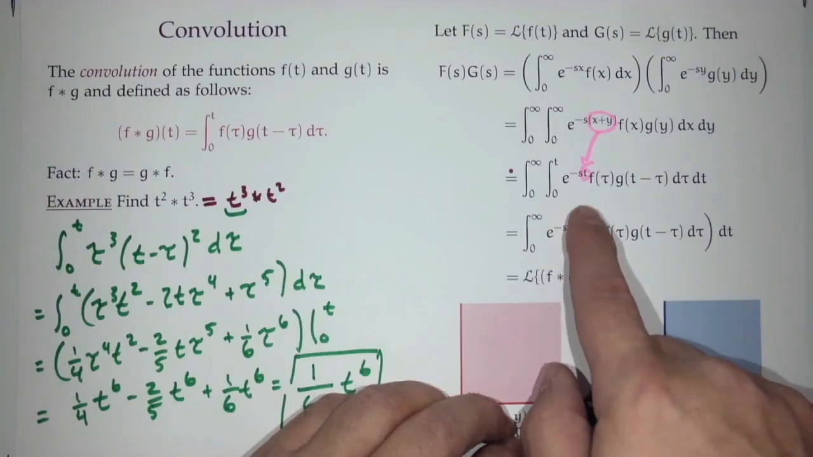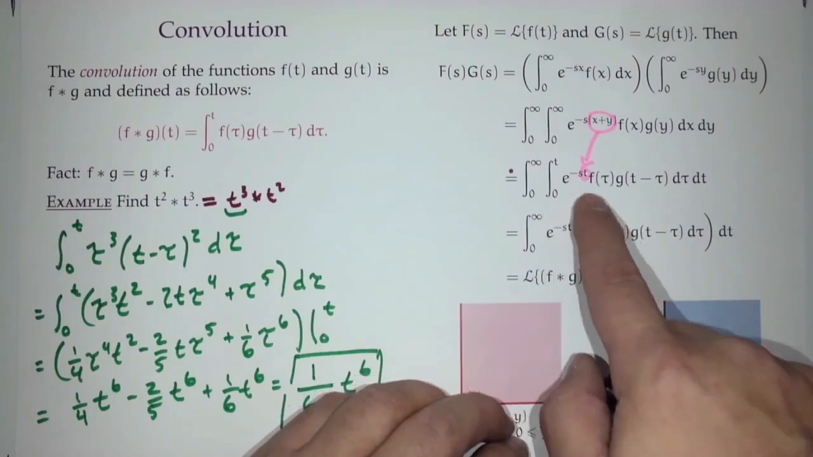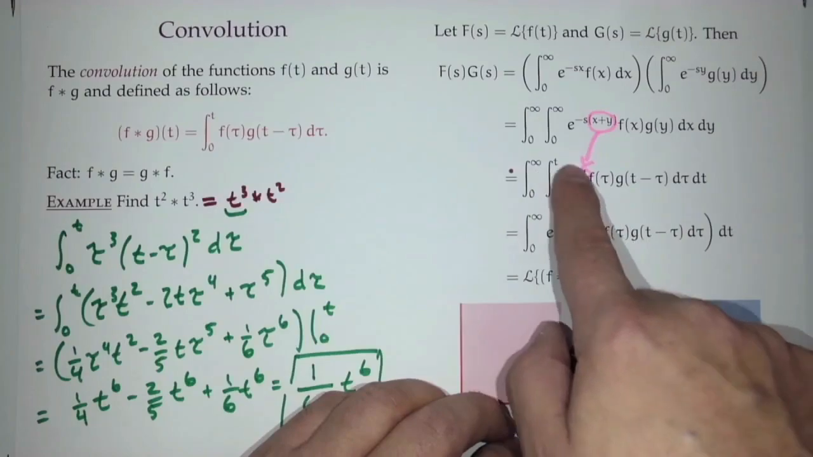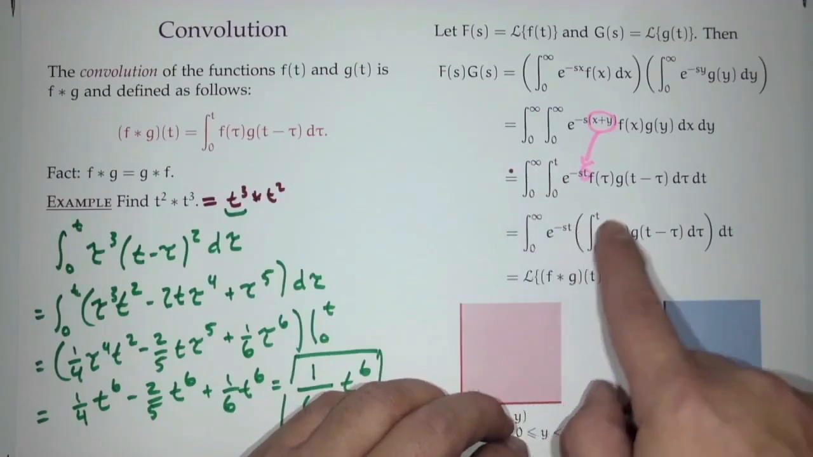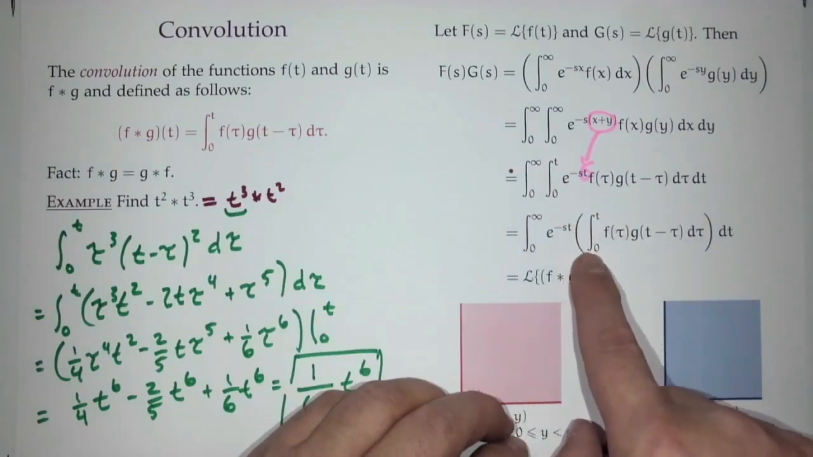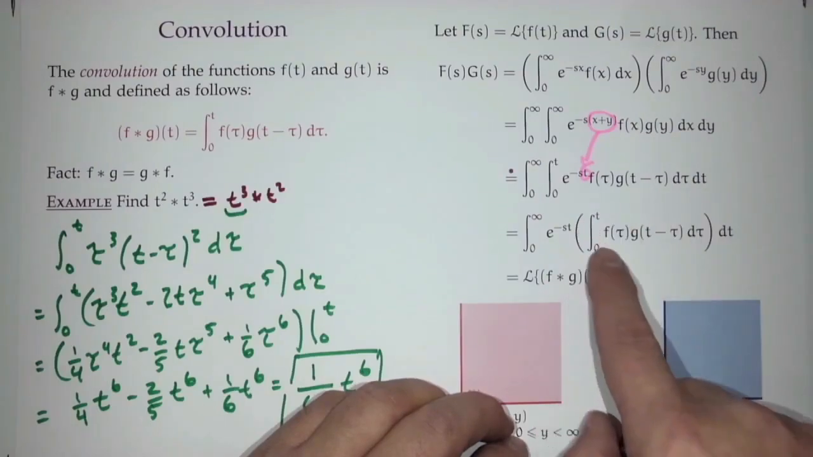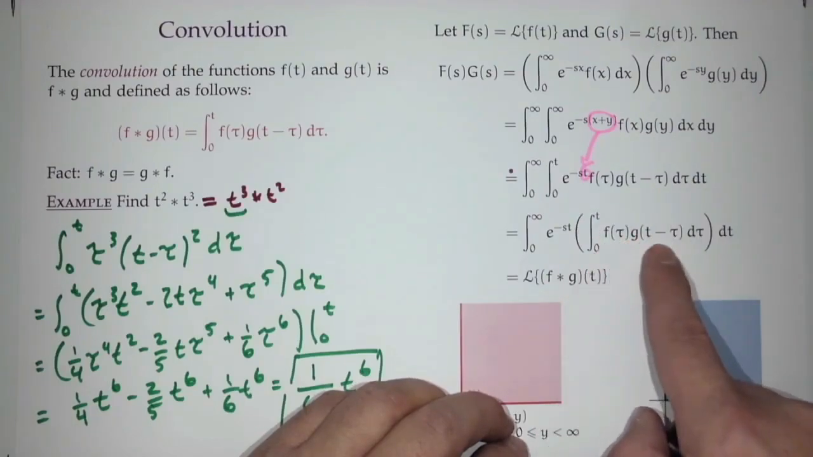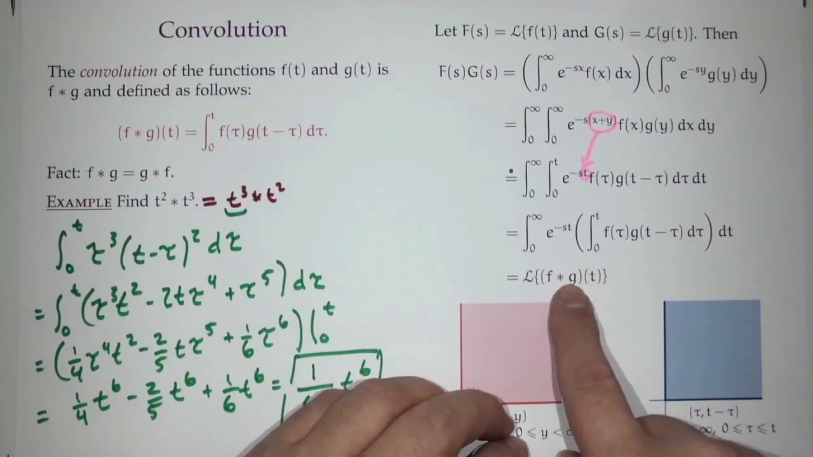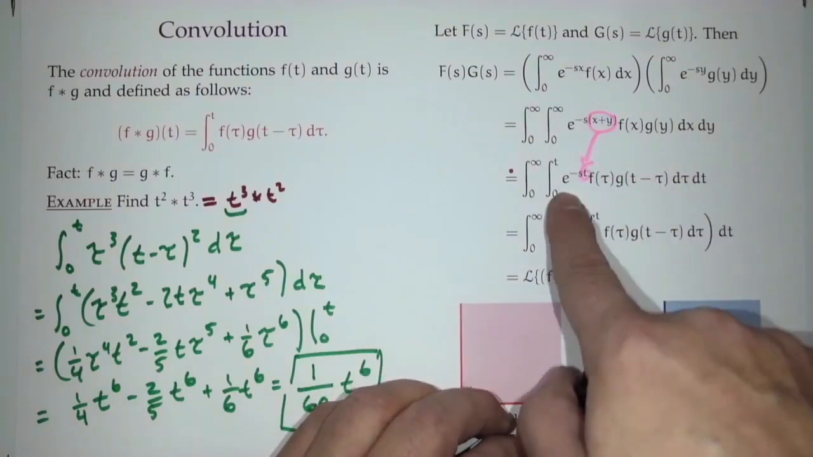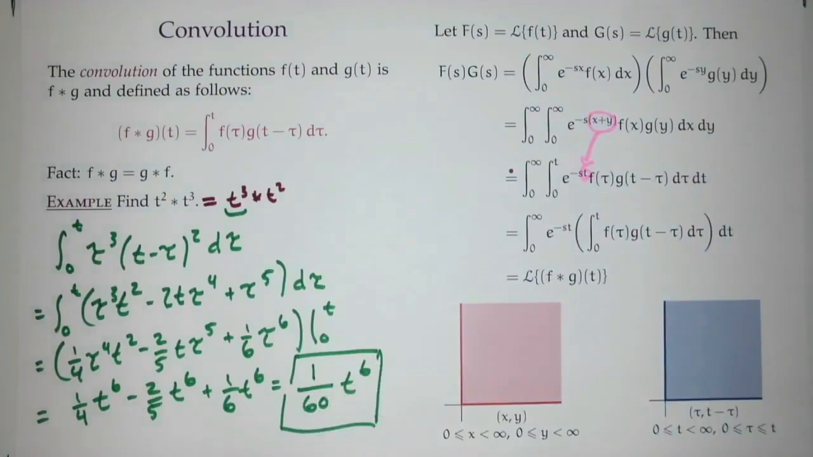All right, and now the last thing to do is to say, oh, this e to the minus st can come out of the inner integral because it doesn't depend on tau, and you have this inside integral, 0 to t, f of tau g of t minus tau d tau, is the convolution. So the only question is, why did this work? And here's the picture. Give me one more minute.